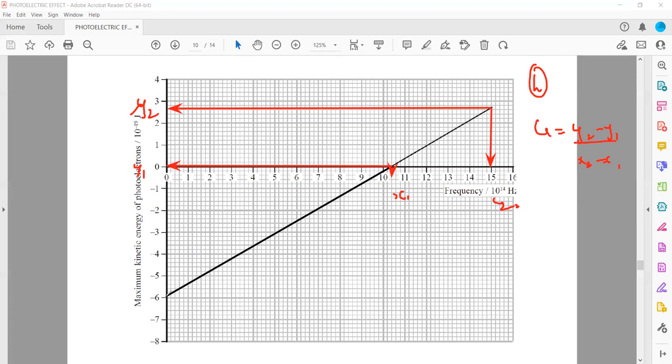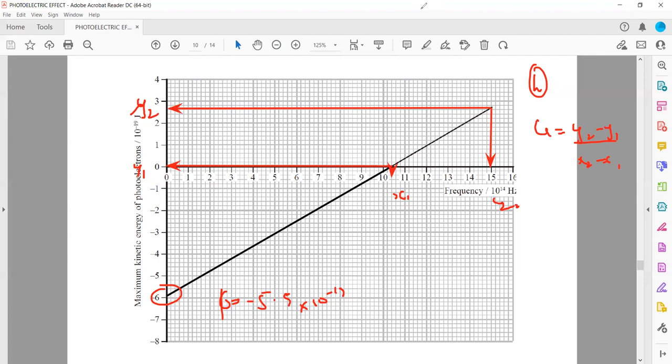And what about the work function? When we extend this line, the point where it intersects, say minus 5.9, so minus 5.9 times 10 to the power minus 19, is the work function. Is this clear? That is how to work out the work function of the metal and Planck's constant.